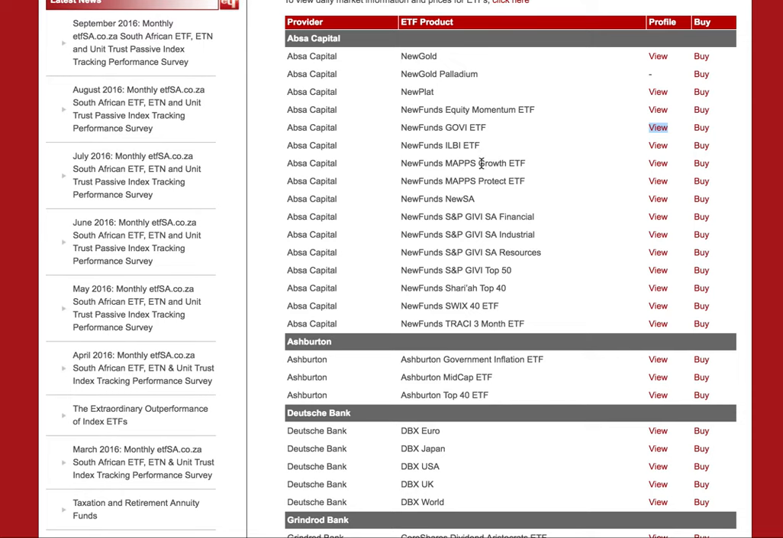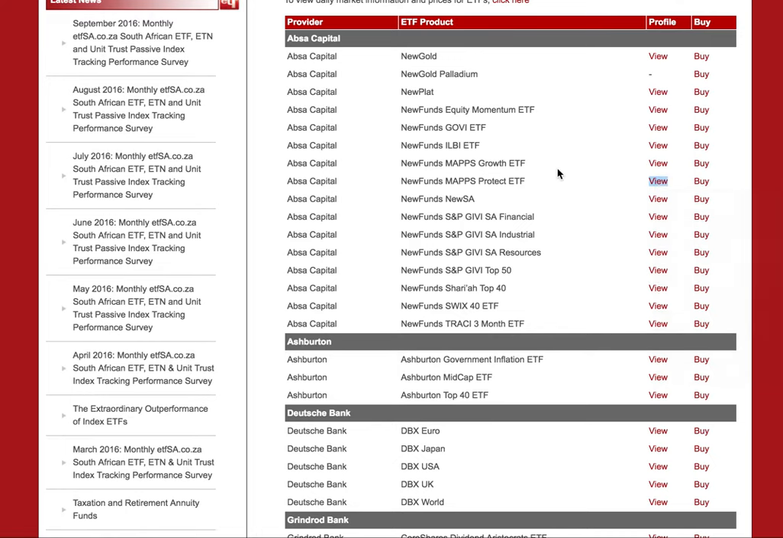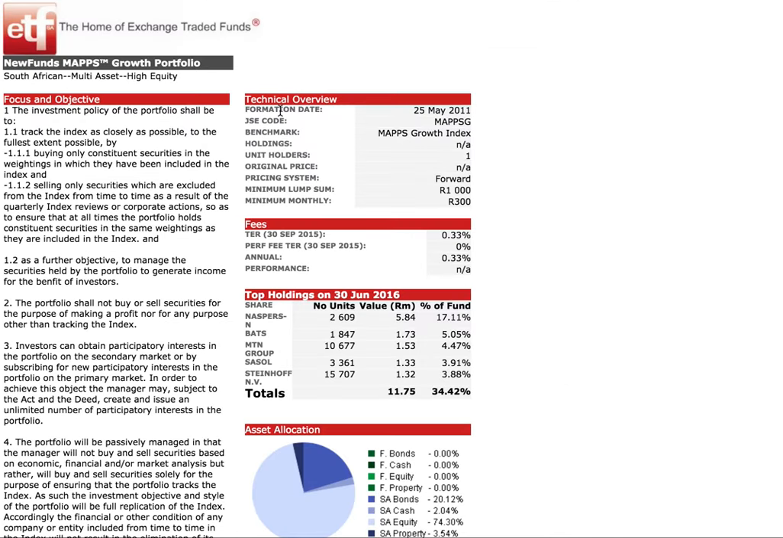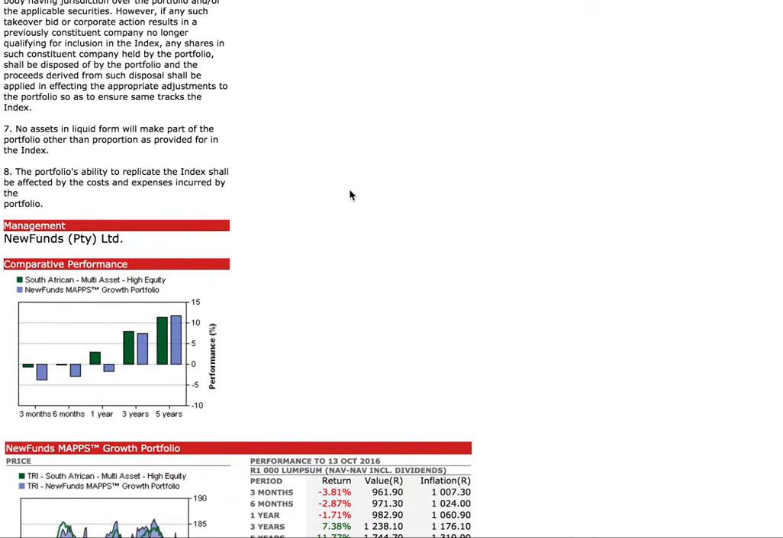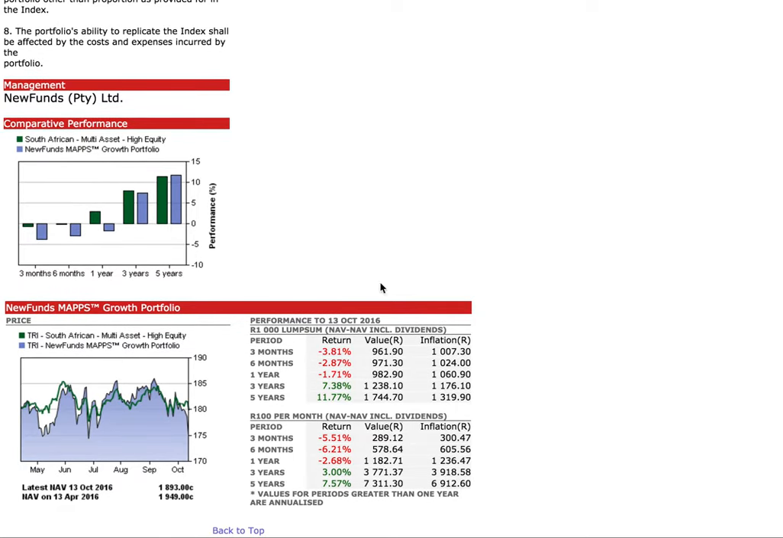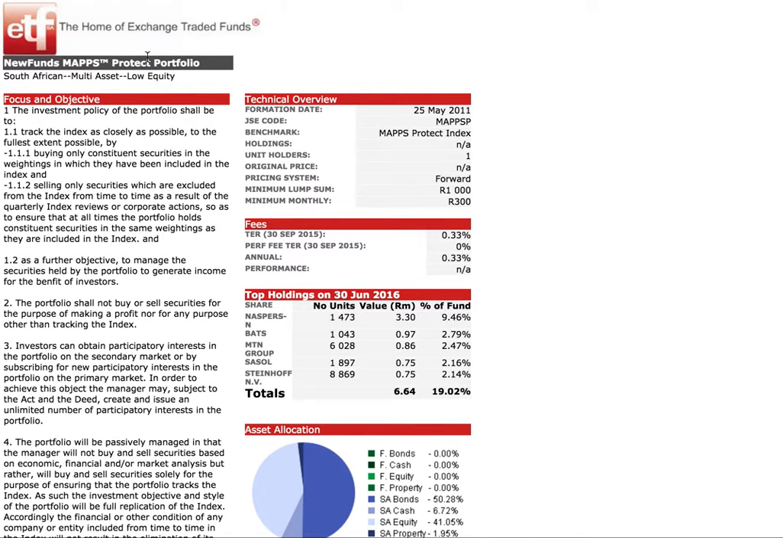I don't know what MAPS means. Oh, so you can sometimes get growth shares and value shares. Let's actually see which one's better. Who do you think is better, growth or protect? Let's check. This is the growth portfolio. The growth portfolio has done quite badly. Let's check it compared to the protect portfolio. This is the protect portfolio.